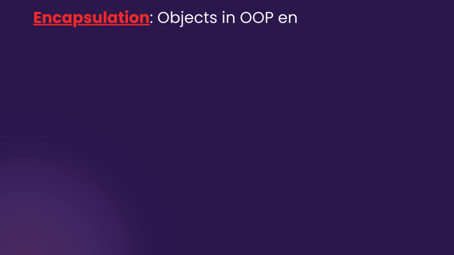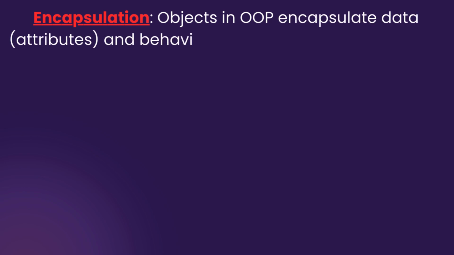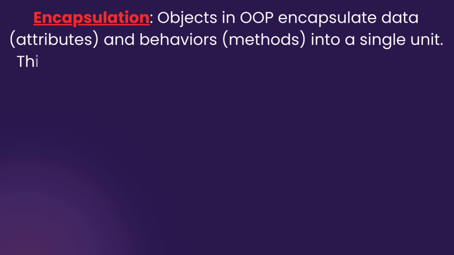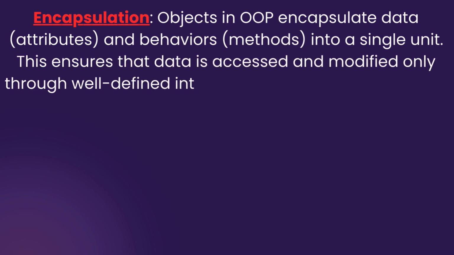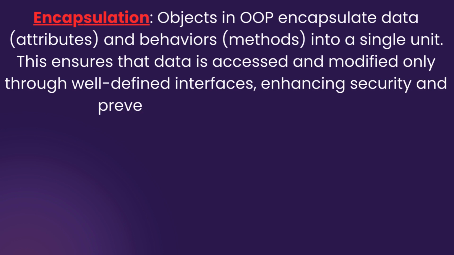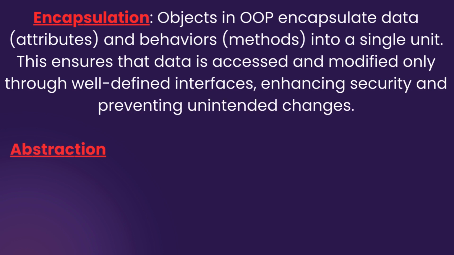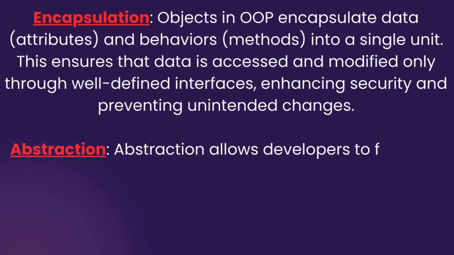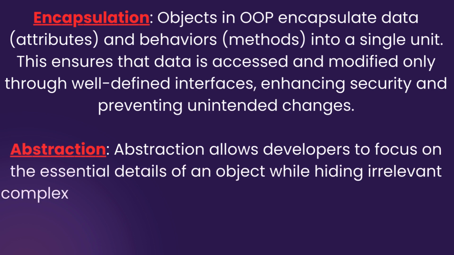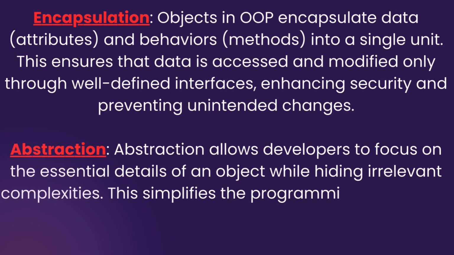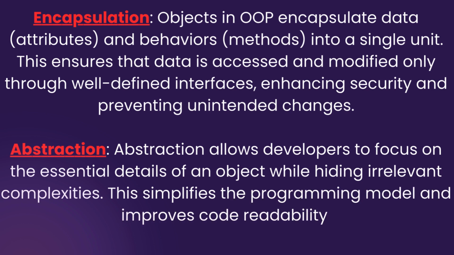Encapsulation: objects in OOP encapsulate data (attributes) and behaviors (methods) into a single unit. This ensures that data is accessed and modified only through well-defined interfaces, enhancing security and preventing unintended changes. Abstraction allows developers to focus on the essential details of an object while hiding irrelevant complexities. This simplifies the programming model and improves code readability.